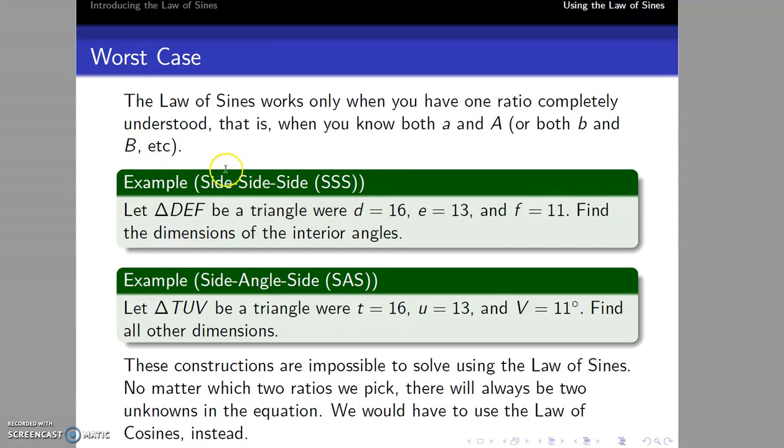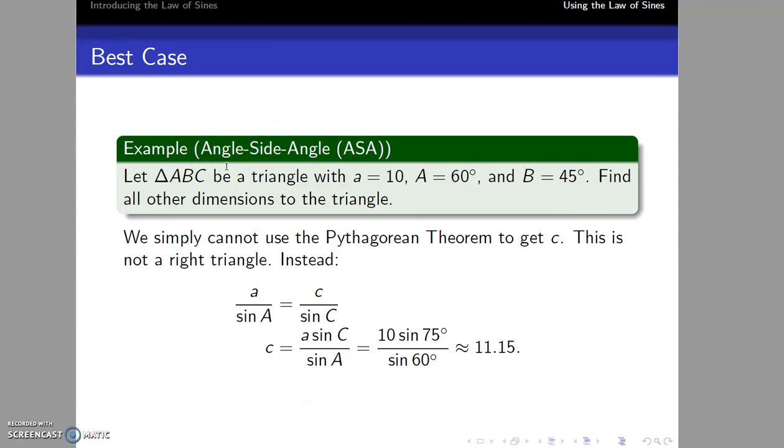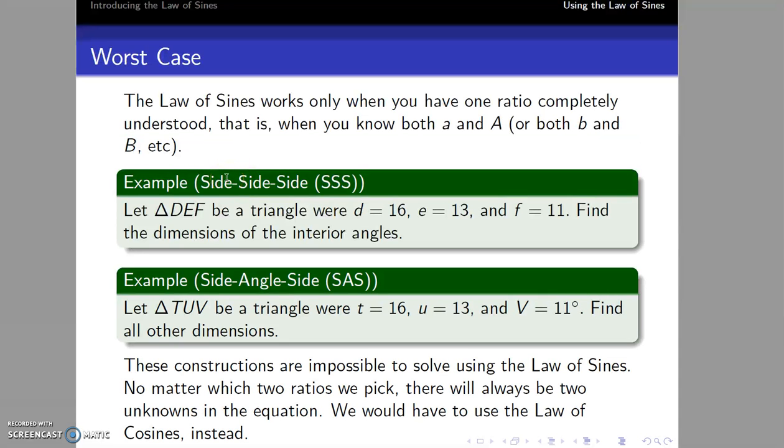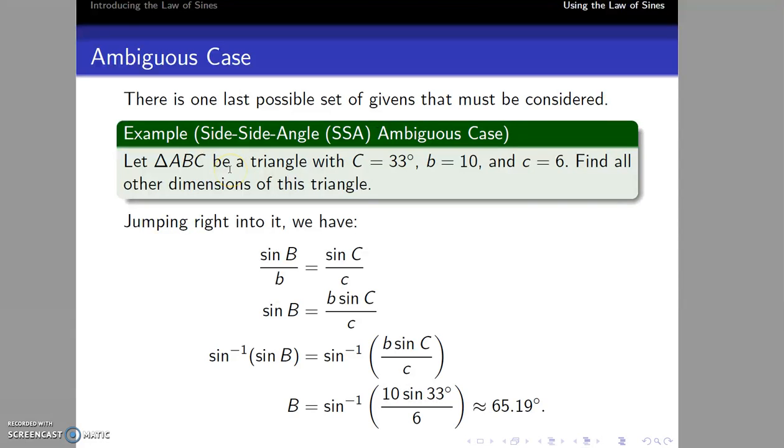Alright, welcome back. So we've covered the best news, where we can directly find dimensions of a triangle using the law of sines. We found the worst news, where we can't use the law of sines at all, and we'll have to do something else instead. And that just leaves us with the bad news. The bad news is we've got a situation on our hands that requires a little bit of finesse.